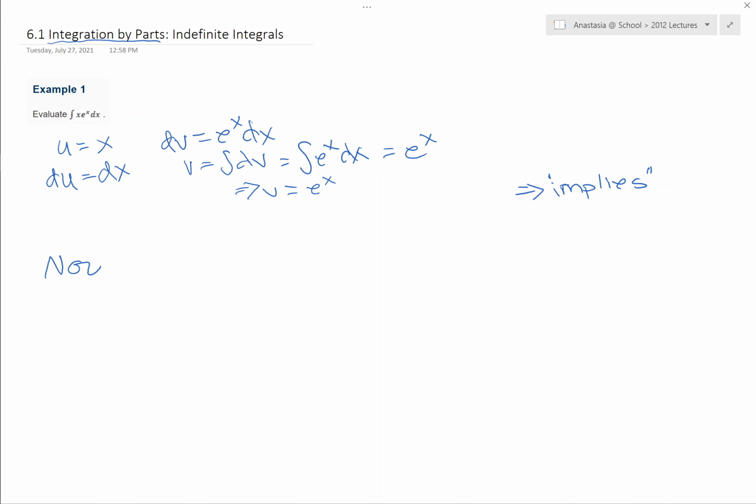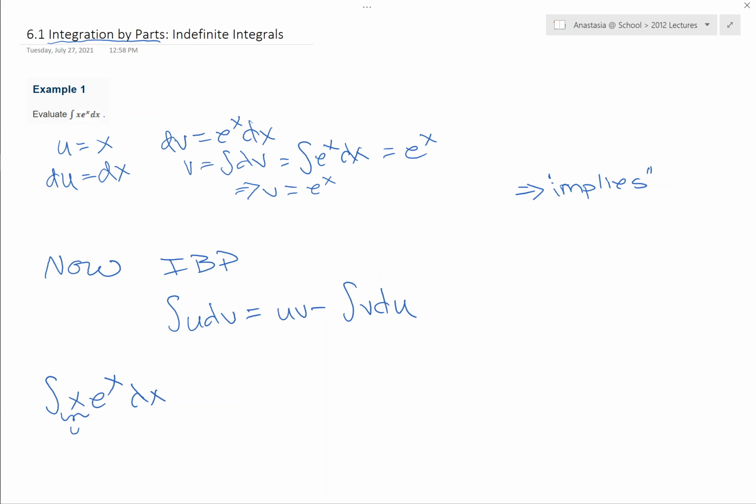Now, our integration by parts formula says that the integral of u dv is equal to uv minus the integral of v du. So to apply that to the integral that we have in example 1, the integral of x e to the x dx, this is u, this is dv. So we have the left side of the integration by parts formula, so this must equal the right side.